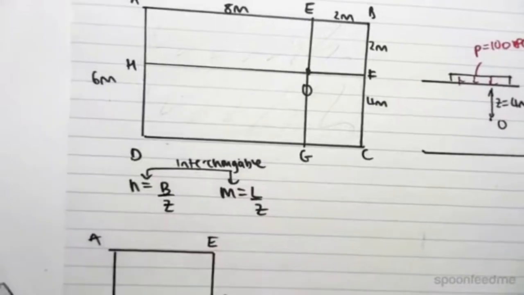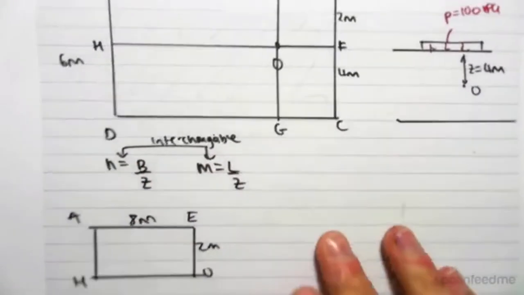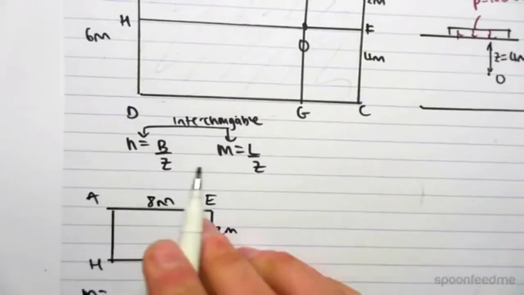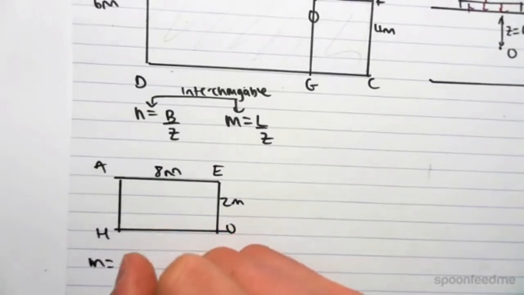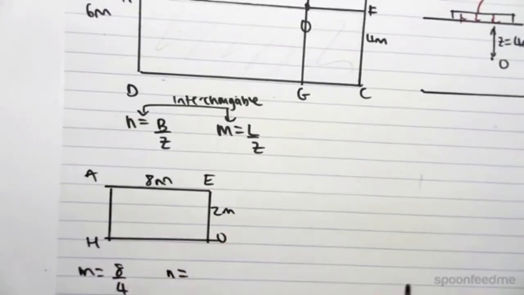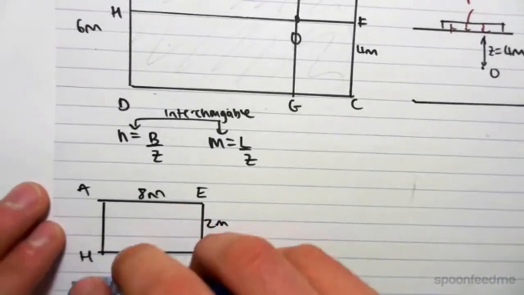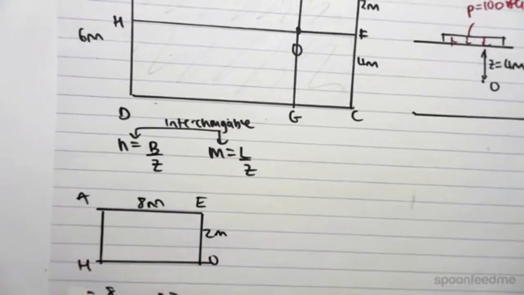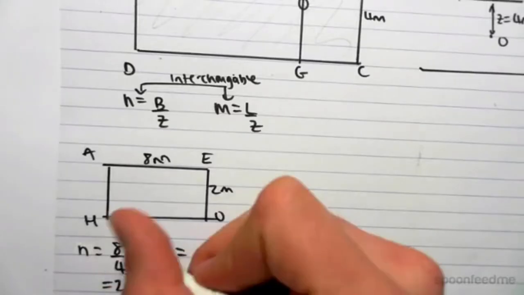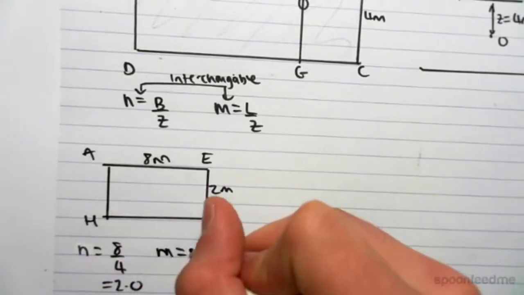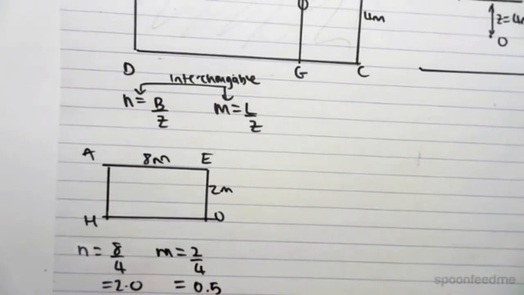AEOH has dimensions 8 meters by 2 meters, which means we can find M. M is the breadth on the depth, so the breadth of this is 8 meters on the depth, which is 4, which is 2.0. That is N. Once again, I don't have to be so critical because they're completely interchangeable, but just for the example I will. N is 8 on 4. M is the length, so let's call that 2 on 4. It really doesn't matter which values I'm using. So we get 2.0 and 0.5.